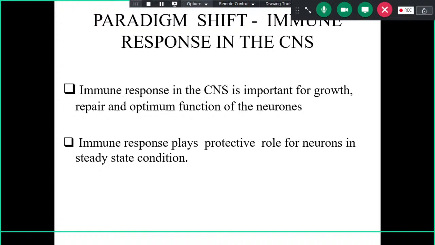This is the new idea, and it says that although the immune response inside the brain is rudimentary compared with the peripheral system, it is present. It is not only present for surveillance of infection or controlling infection, but it is also important to maintain the normal homeostasis of the brain tissue. Without the immune component inside the brain, the neuronal tissue cannot function normally.